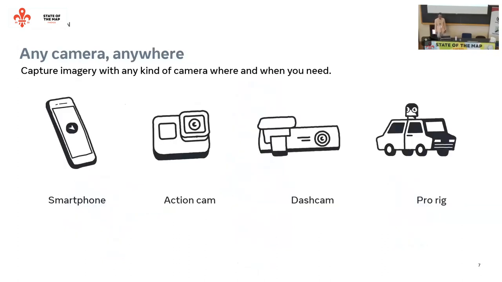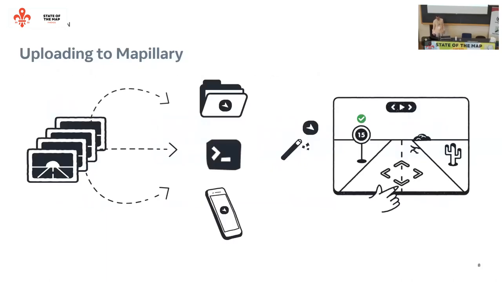As I mentioned before, you can use any camera anywhere. The only requirement is that the images need to have EXIF data, which contains latitude, longitude, and capture time. If you have that metadata, you can upload any kind of imagery to Mapillary, which makes it scalable. You can use your smartphone, action cam, dash cam, or even a professional rig like Trimble and Leica's mobile mapping solutions.